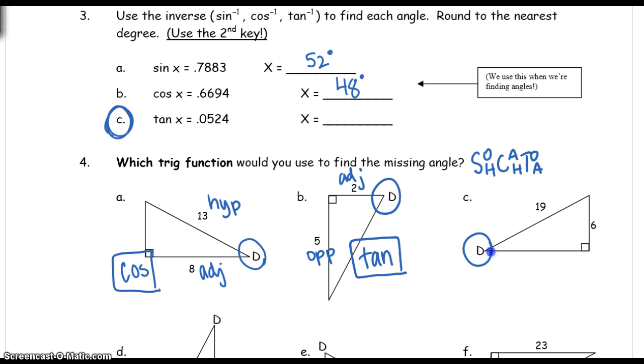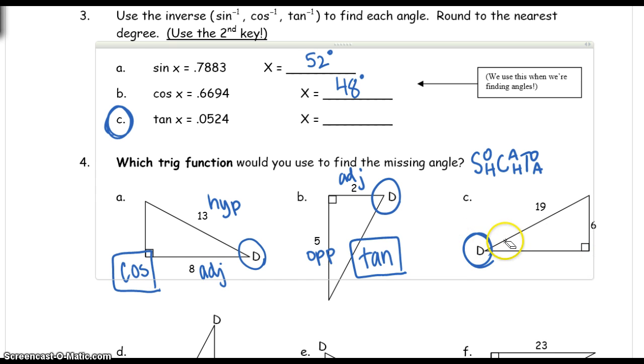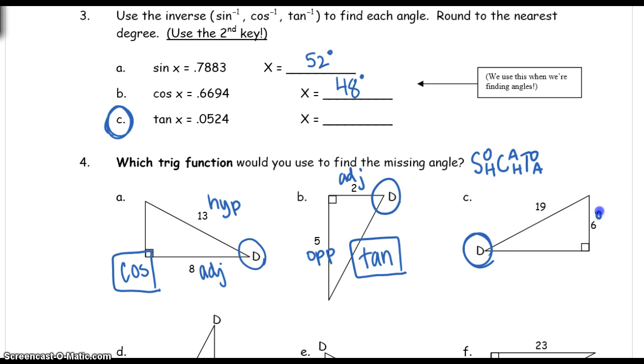Let's take care of C. There's our reference angle. Straight across from it is a 6, so we label that as our opposite. Across from our 90 degrees is 19, so we label our hypotenuse. We don't label the adjacent because we don't know the adjacent, so let's just leave that alone. So what trig function uses a hypotenuse and an opposite? Which one has an O and an H? Sine. So if we were to work this problem out, we would have used sine for it.